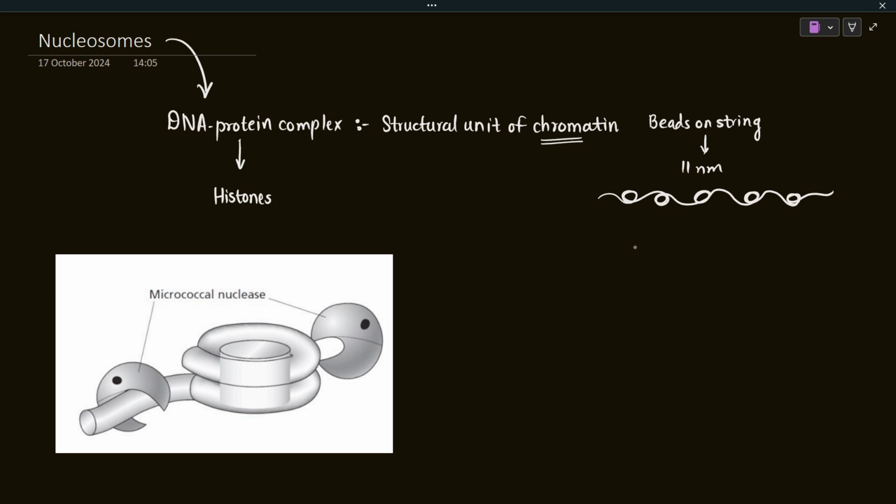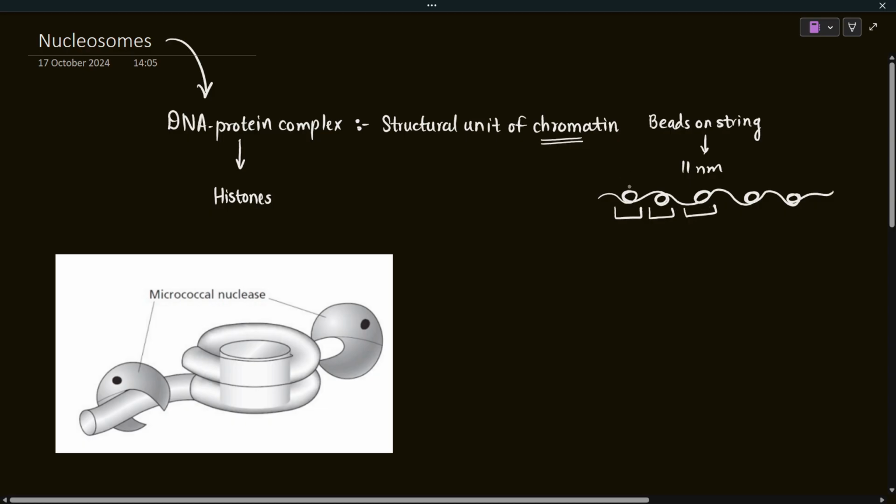Okay. So in this beads and string structure, you can see something is repeating itself over the chromatin, and this repeating structure is known as nucleosome. This is the structural unit of the chromatin. So what is nucleosome? Nucleosome is actually DNA and protein. That protein is histone. So it is a DNA histone complex which repeats itself over the chromatin. So it forms the structural unit of chromatin. So it is the basic unit of chromatin.